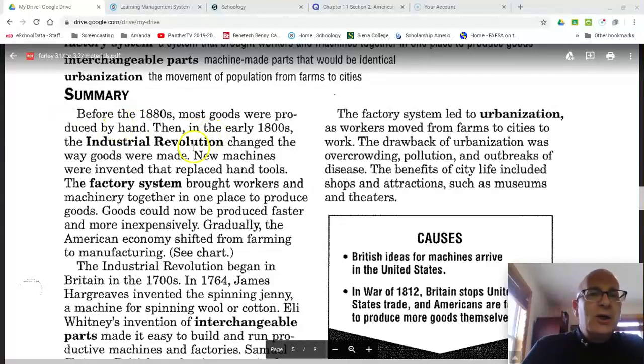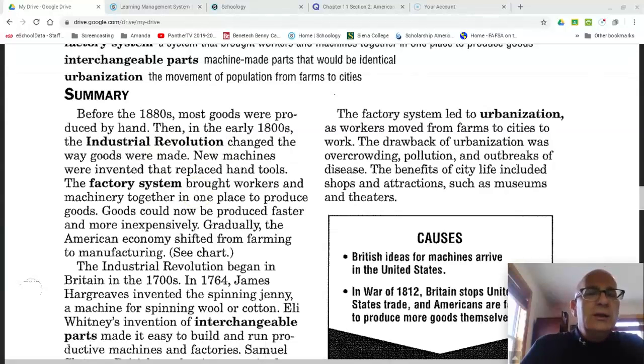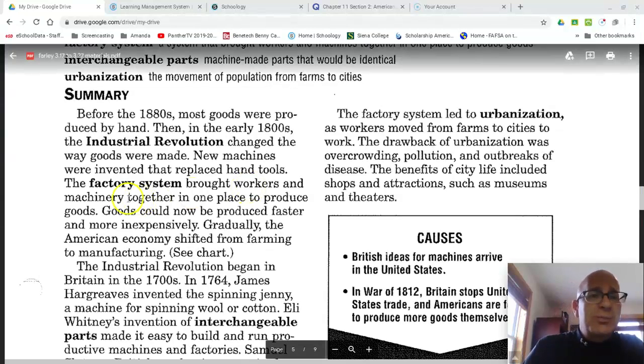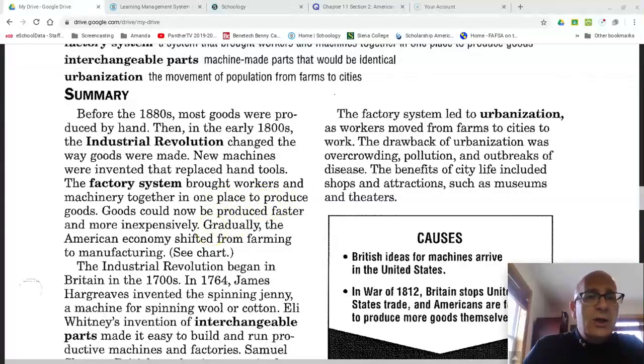Then in the early 1800s, the Industrial Revolution changed the way goods were made. New machines were invented that replaced hand tools, and the factory system brought workers and machinery together in one place to produce goods. Before the factory system, you might have had someone manufacturing goods on their own, maybe in a barn or at their farm. When factories start to spring up in the larger cities in the Northeast in the early 1800s, it's going to bring workers and machinery together in one place to produce goods faster.